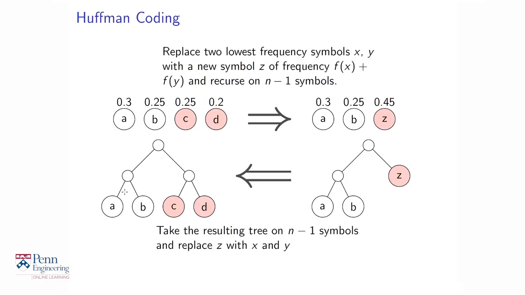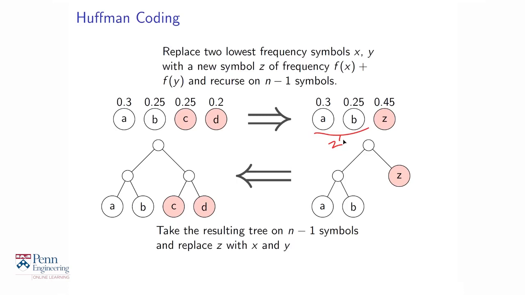So we compute the best tree on A, B, and Z. Again, what would we do there? Huffman's algorithm would say combine the two symbols with least frequency, which are A and B now, make them into one, and that new symbol has frequency 0.55, the sum of these two. But after we do that, we are down to two symbols, Z and this new symbol that is a combination of A and B. Let's call that new symbol Z prime.